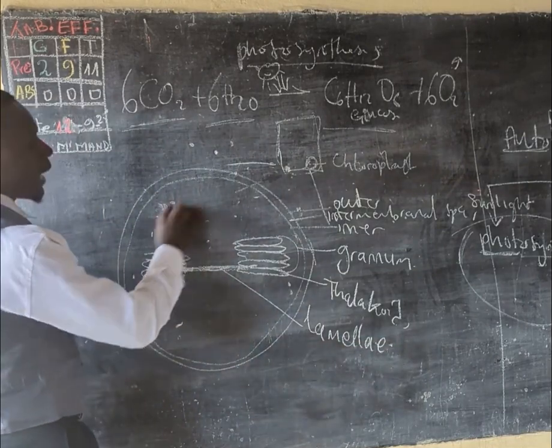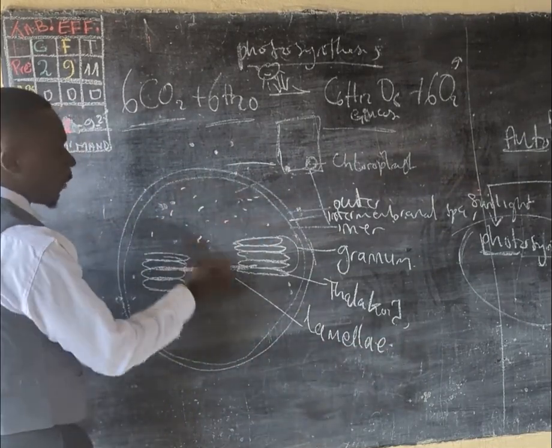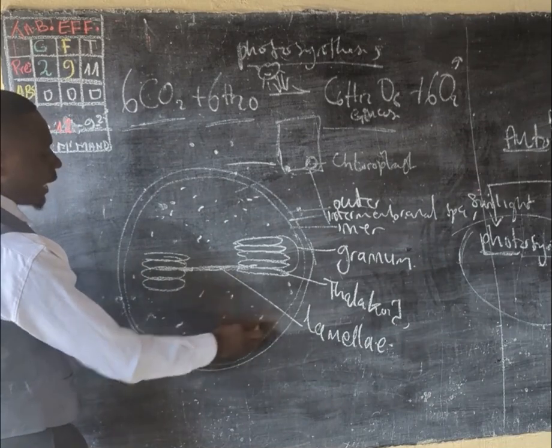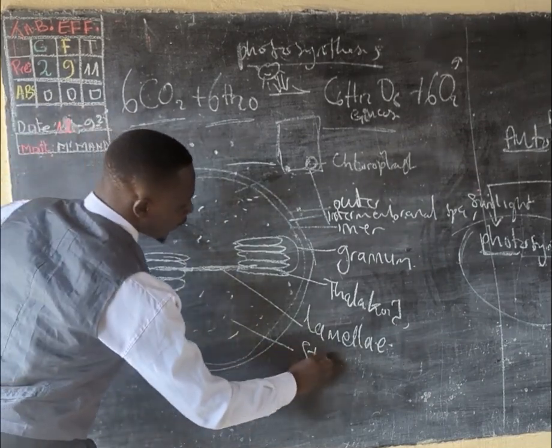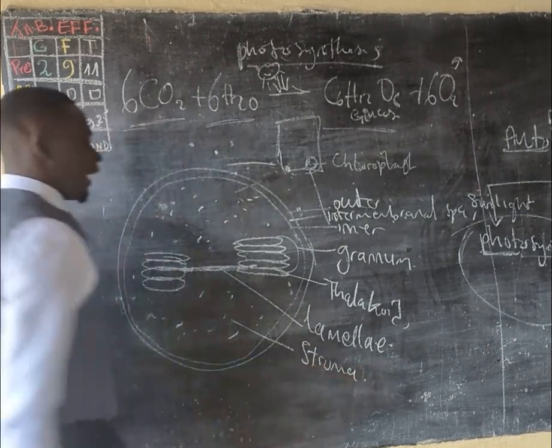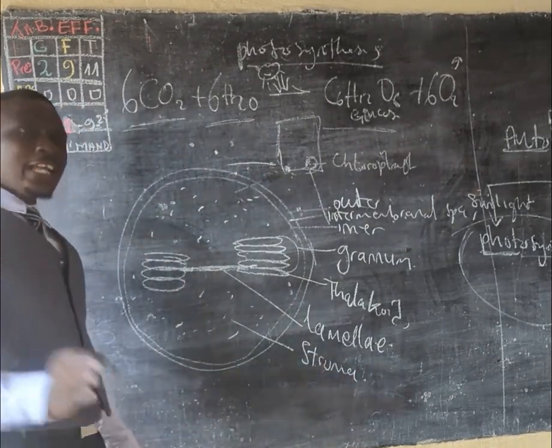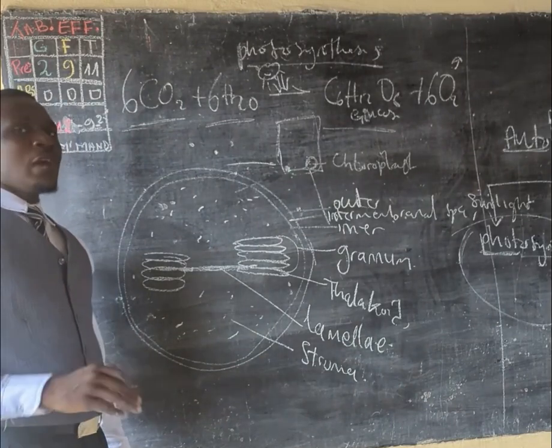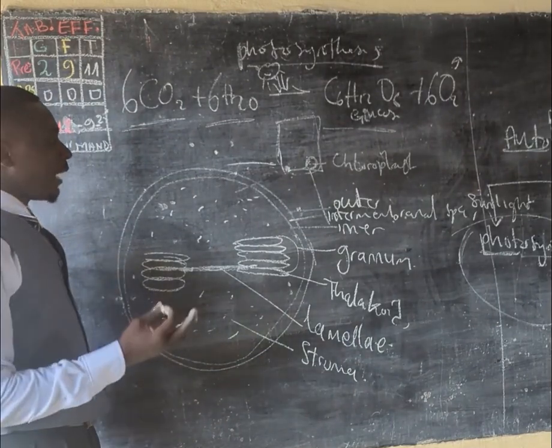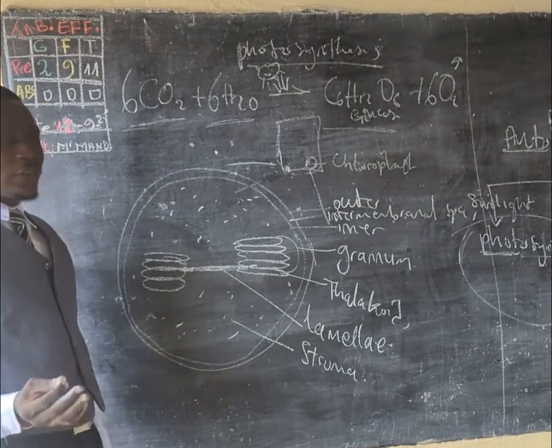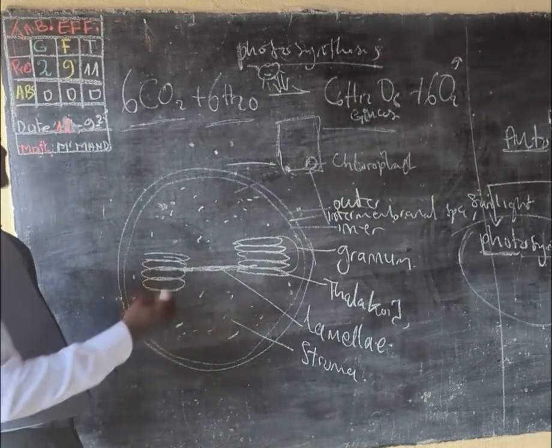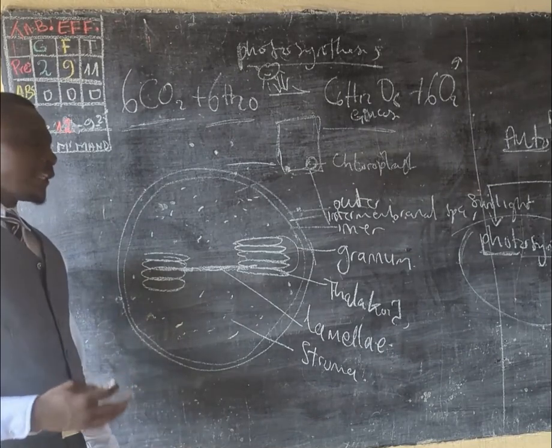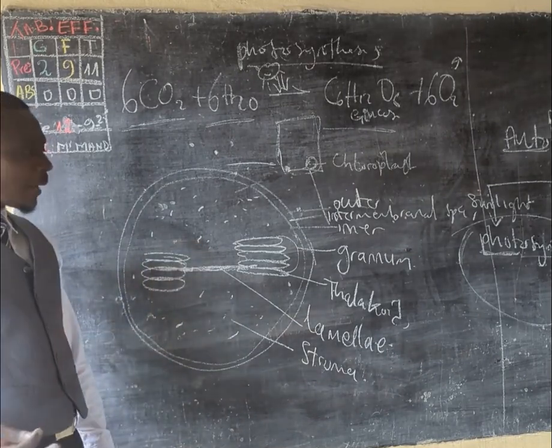This fluid-filled space inside the chloroplast is rich in enzymes, and we call this fluid-filled space the stroma. It is rich in enzymes. Now, let's enter the most interesting part. You have always heard that green plants have chlorophyll. Now, where is that chlorophyll found in green plants? You know that it is found in the chloroplast. Where is it found in the chloroplast?